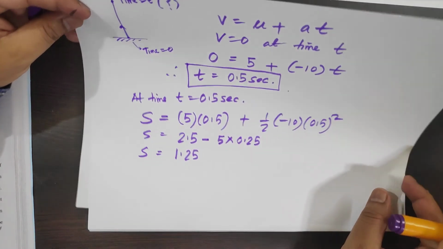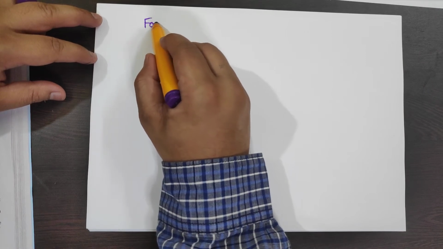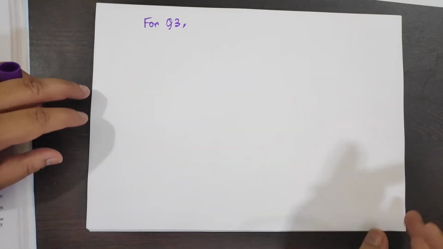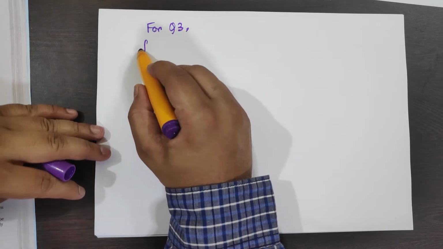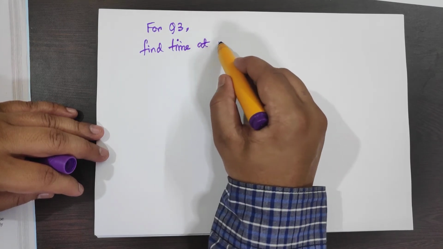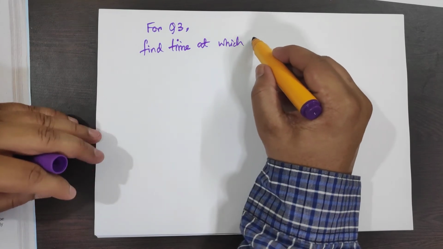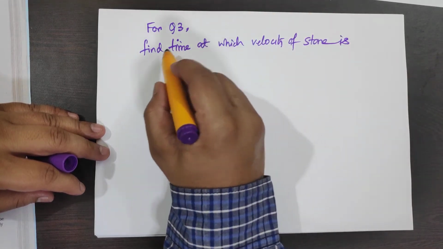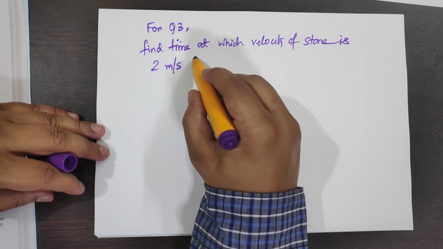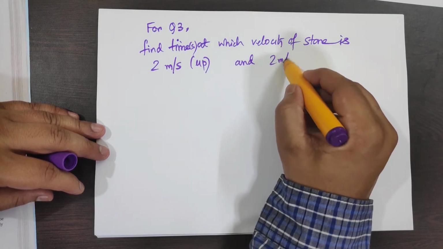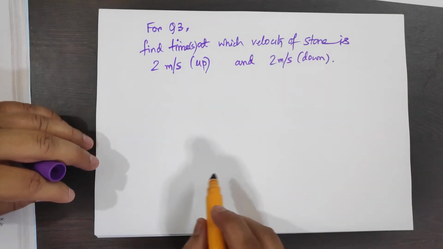Right, if I add on some more to that same question, for question number 3, suppose find the time at which the velocity of the stone is say 2 meter per second up, and the time at which it is 2 meter per second down. So you can solve like this.